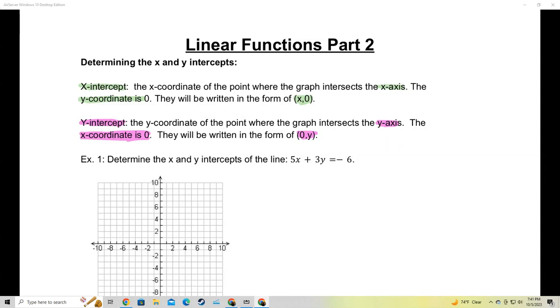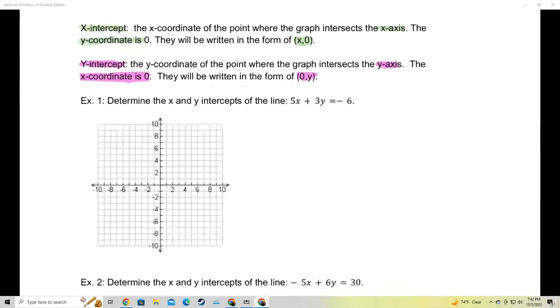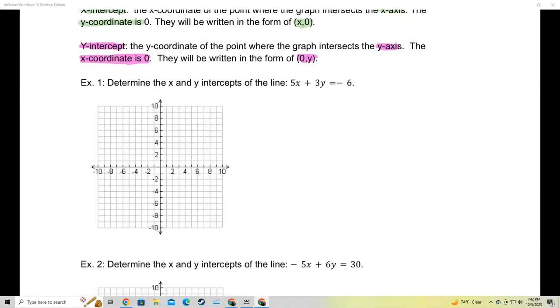Now, x-intercepts and y-intercepts are really important when they give it to you in standard form. We'll talk about what standard form looks like, but let's just take a look at this next example. It says, example number 1, determine the x and y intercepts of the line of 5x plus 3y equals negative 6. This is written in standard form. We'll define what standard form is on the next page. But let's go ahead and find the x and the y intercept, okay?